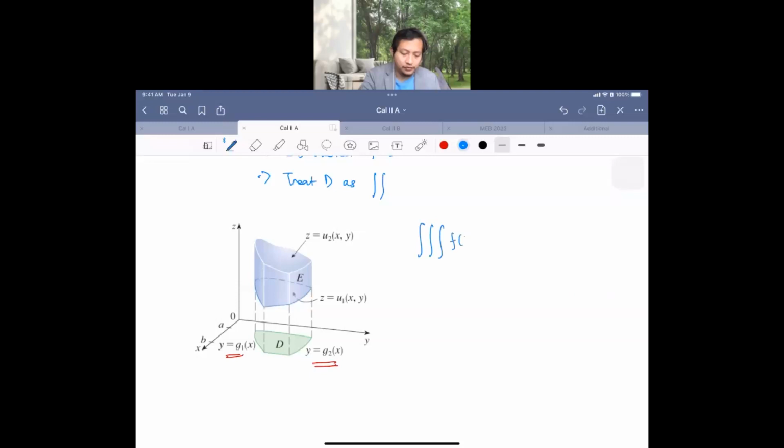First, let me write the function of x, y, z, and first is dz because it's having u, right? And this will be dy because it's g1x, g2x, and having dx. This is x, maybe from a to b, right? Okay.